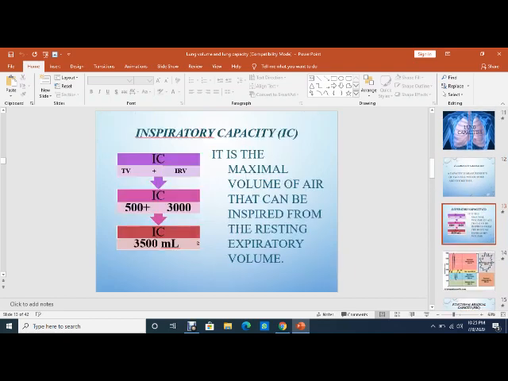It is again divided into 4 or 5 types. Inspiratory capacity is the maximum volume of air that can be inspired from the resting expiratory level. So inspiratory capacity is tidal volume plus inspiratory reserve volume: 500 plus 3000, so the total inspiratory capacity is 3500 ml. You should clearly see this in the diagram.